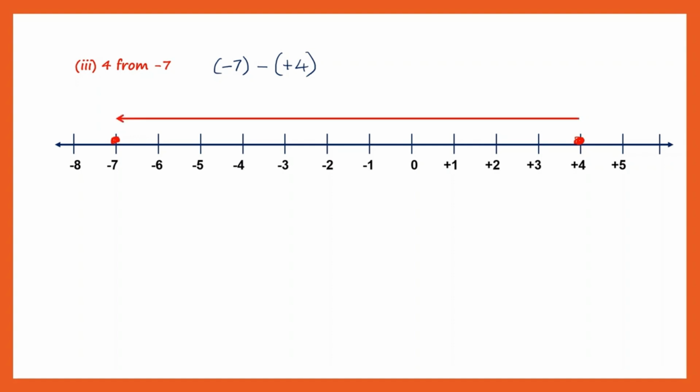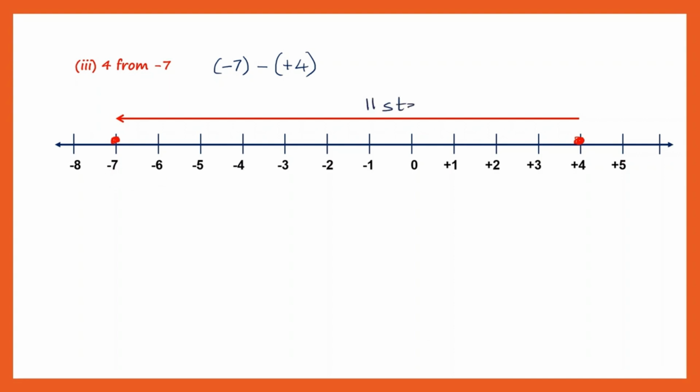So when we move, this is the line that we get. Now how many steps did we move from plus 4 to reach minus 7 is what we need to count. So 1, 2, 3, 4, 5, 6, 7, 8, 9, 10, 11. So we have moved 11 steps.